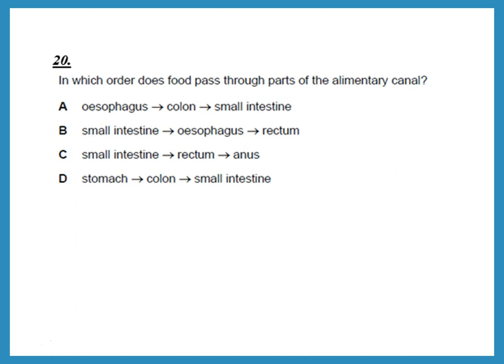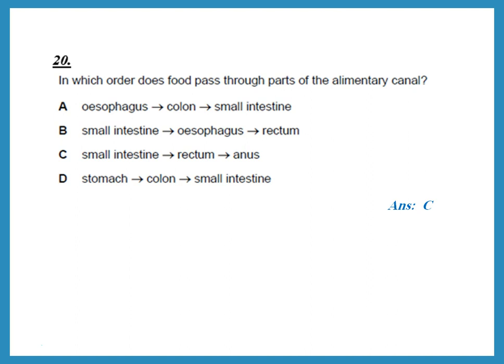In which order does food pass through parts of the alimentary canal? Well, you should know the order. So he's saying esophagus to colon to small intestine. That's obviously wrong. Small intestine to esophagus? No. Small intestine to rectum to anus. That's a correct order because we said small intestine to large intestine to rectum to anus.